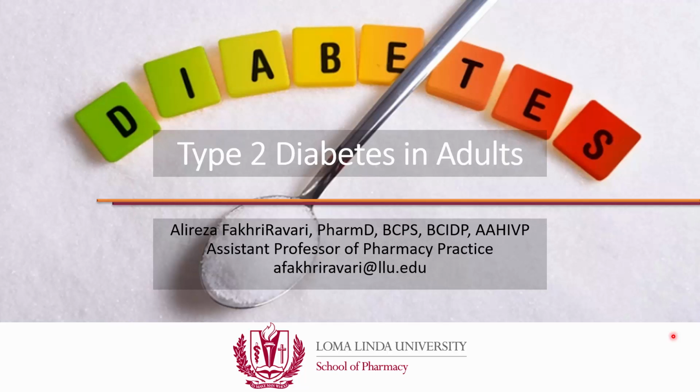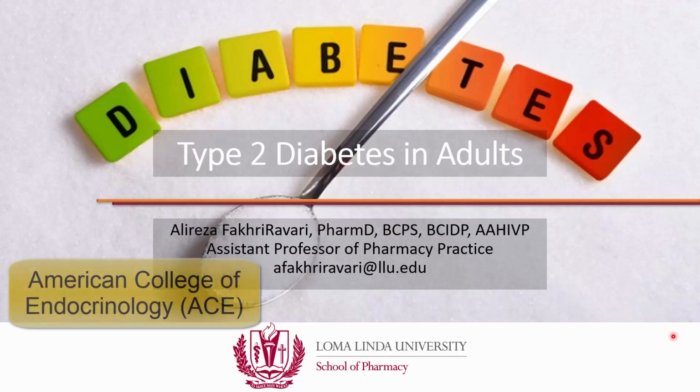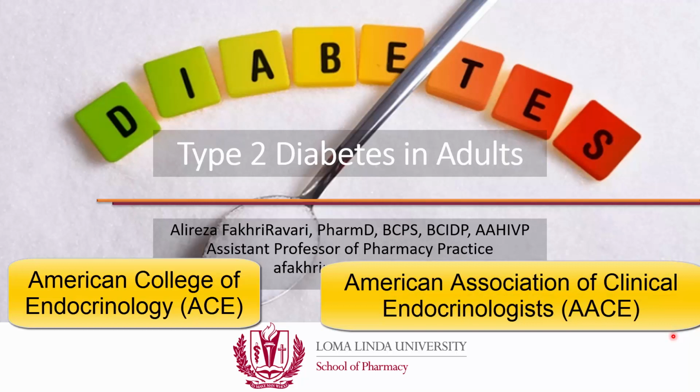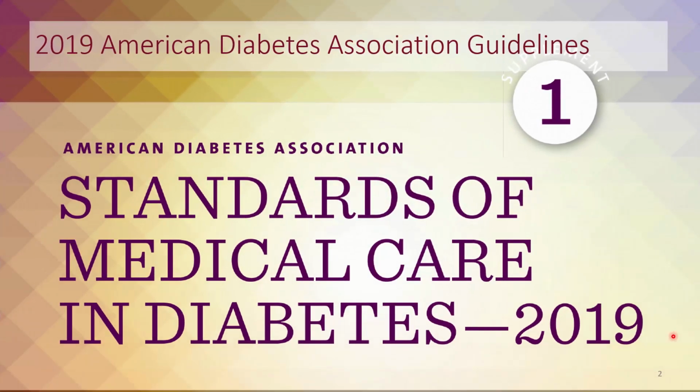I'm Dr. Fakir Abadi, and this is type 2 diabetes diagnosis and glycemic targets in adults. There are many clinical practice guidelines for type 2 diabetes out. For example, there is the American College of Endocrinology, American Association of Clinical Endocrinologists, or ACE, and of course there's the American Diabetes Association guideline, which most people are familiar with. Every December, ADA releases a new guideline. Let's see what the 2019 ADA guidelines recommend.